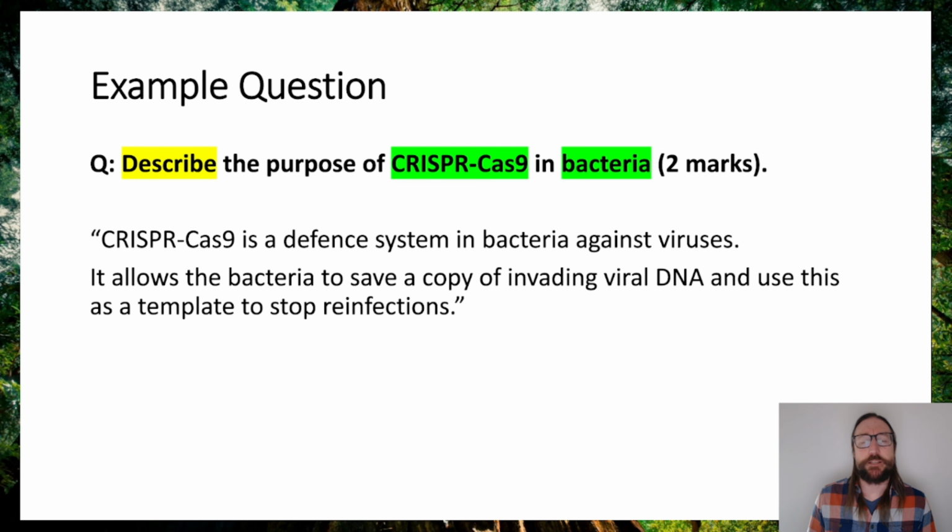Here's an example answer for our CRISPR-Cas9 question. CRISPR-Cas9 is a defense system in bacteria against viruses. It allows the bacteria to save a copy of the invading viral DNA and use this as a template to stop reinfections. That's a solid 2-mark answer. You've explained the key points while keeping it short and clear. And if a diagram or specific terms can enhance your answer, don't be afraid to use them.